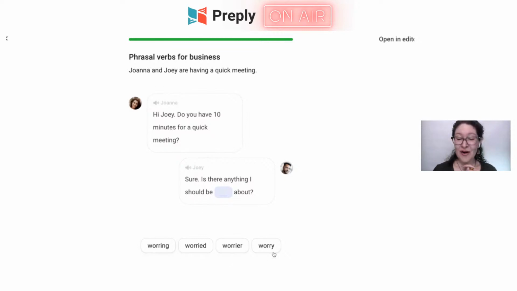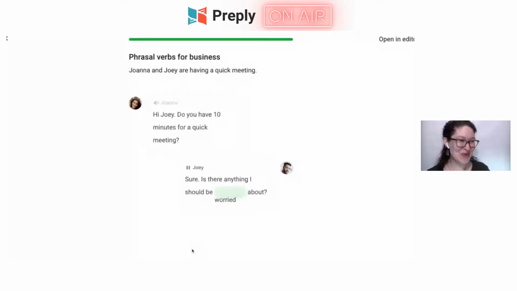Now we have 4 possible answers at the bottom. Do you know what you would answer here? We can see it's something with worry, but which form is correct? Is there anything I should be worried about?